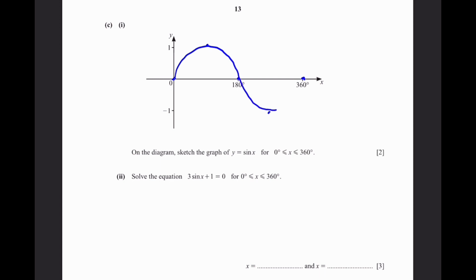Something like this. There we go. It's kind of an upward curve and then a downward curve. That's all. And of course, yeah, this point is a bit above. It's over here, yeah. So that will be our answer.